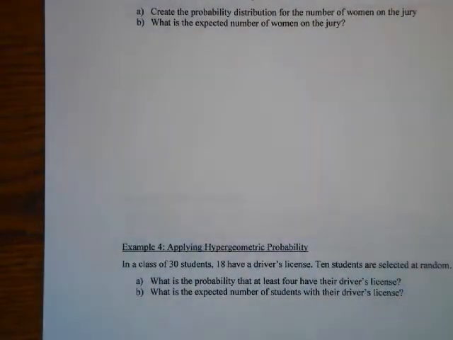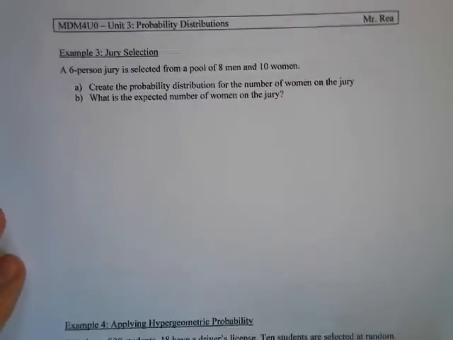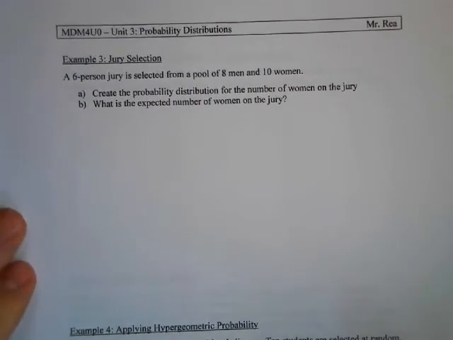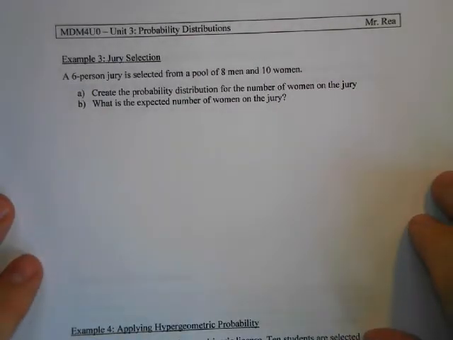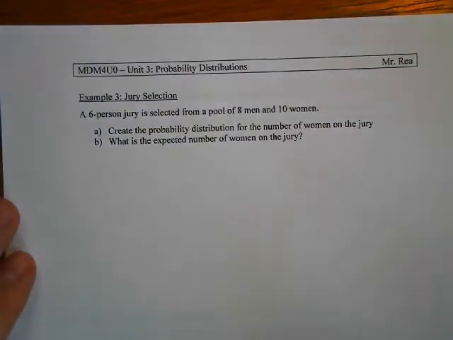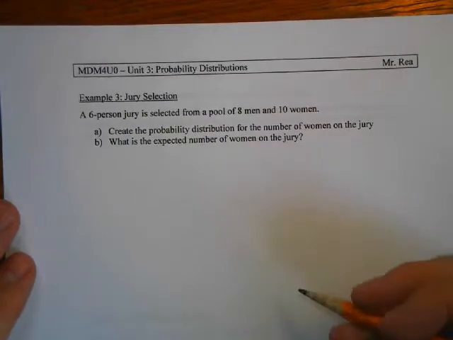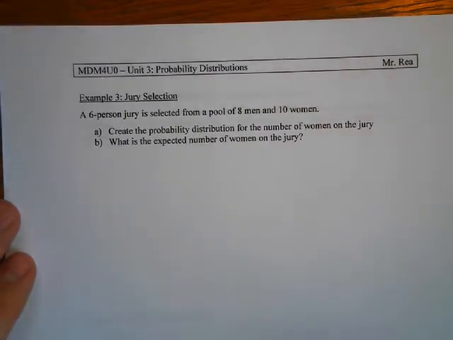So let's go on to some more examples. This one's a little similar to the one we did with the students. A 6-person jury is selected from a pool of 8 men and 10 women. Create the probability distribution for the number of women on the jury and what is the expected number of women on the jury. So very similar to the last question. We're going to do a probability distribution for this.